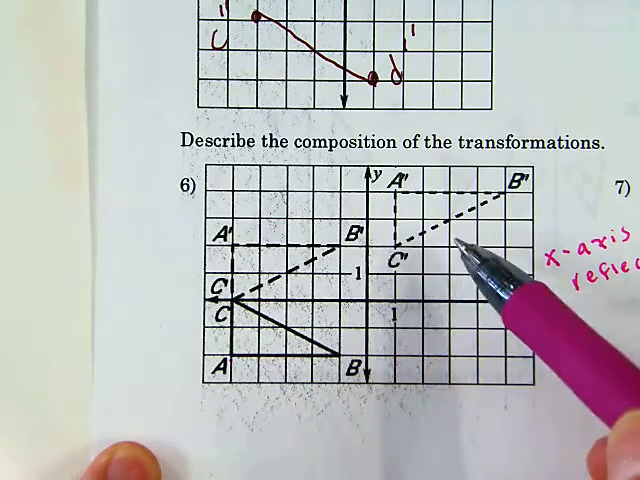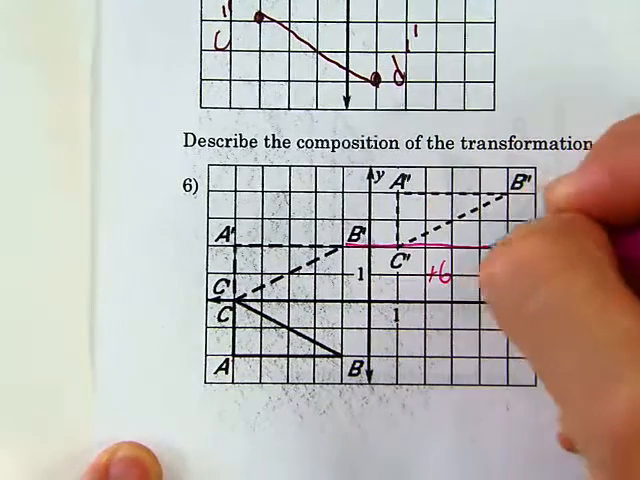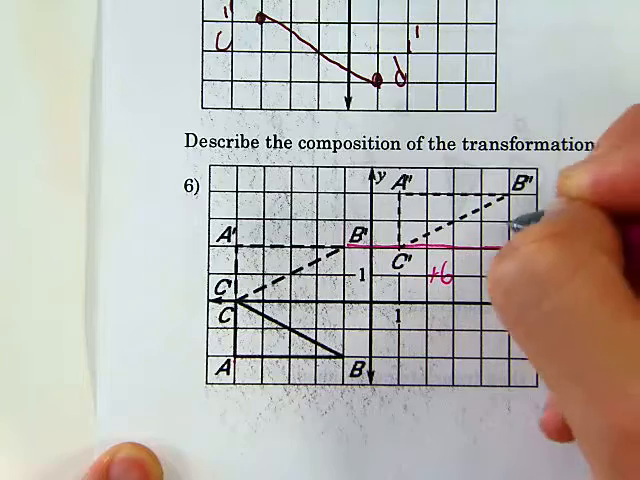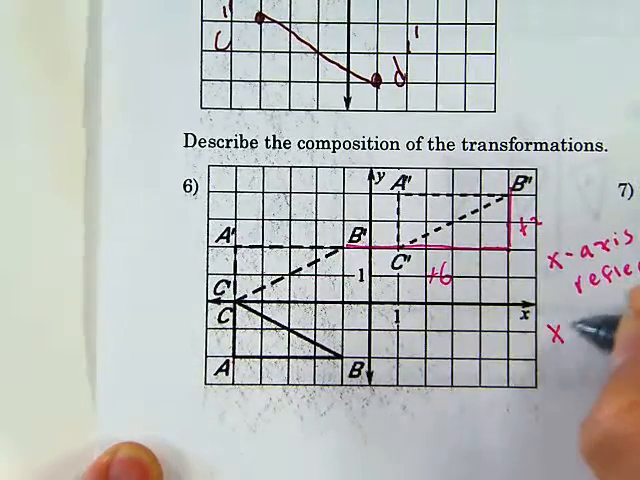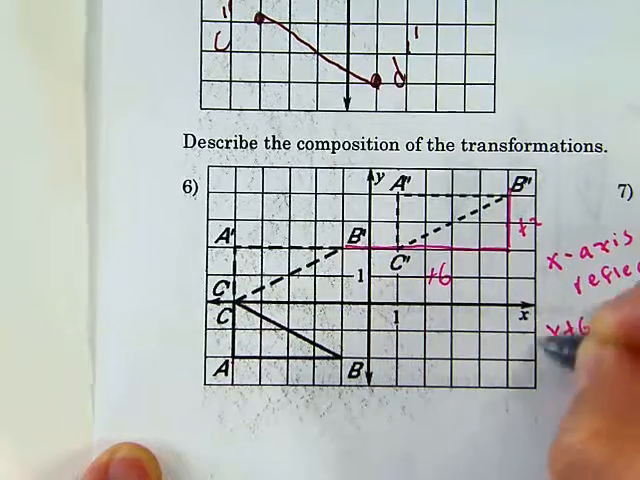1, 2, 3, 4, 5, 6 to the right. And we're going to go up 2. So an x plus 6, y plus 2 translation.